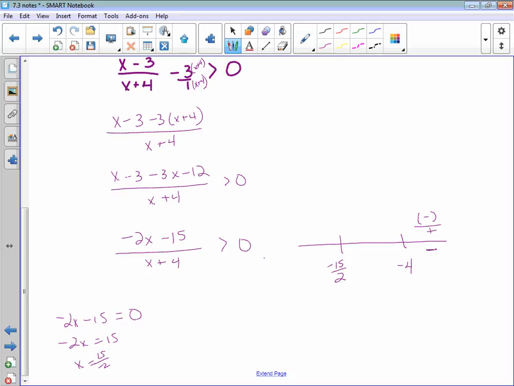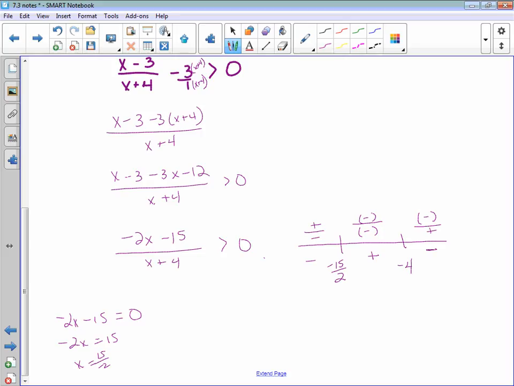Yeah, it's going to switch, because let's say I plug in negative 5. What does your numerator become? Negative. What does your denominator become? Negative over negative is positive. So that's negative 15 over 2, that's negative 7.5, so let's plug in negative 8. What would you get in your numerator? Positive over negative, so overall that's negative. So again, you guys see the alternating.